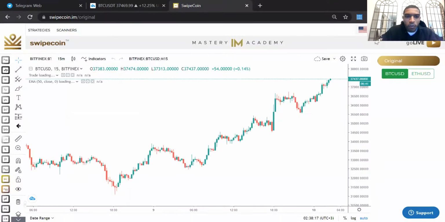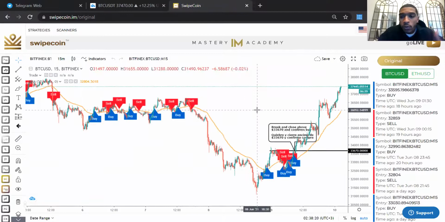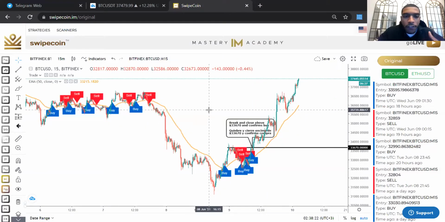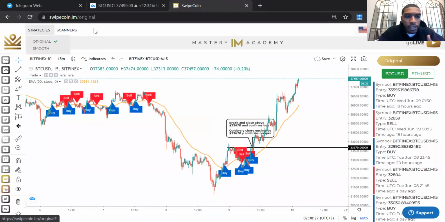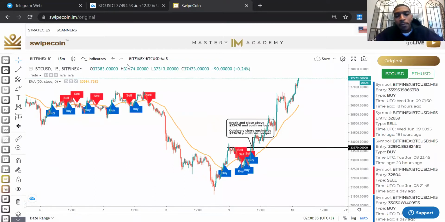All right, boom. Once we get into the Swipecoin Scalper, the very first thing you want to do is pay attention to what strategy you're on. If you're on original, this is going to be the closest to those alerts that you're getting on your cell phone, because we all know about the Swipecoin app. You download the Swipecoin app from the App Store, and you turn on your notifications.